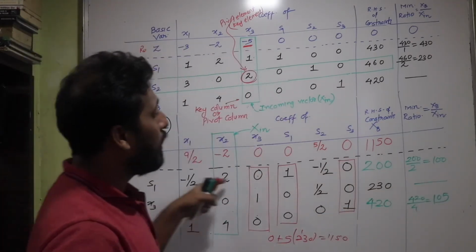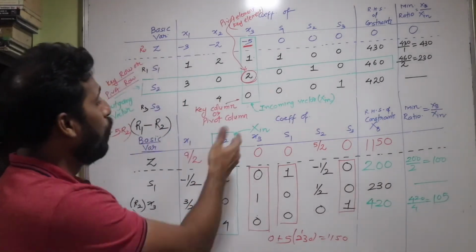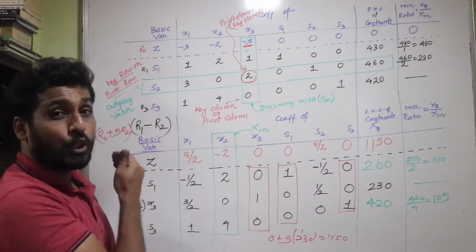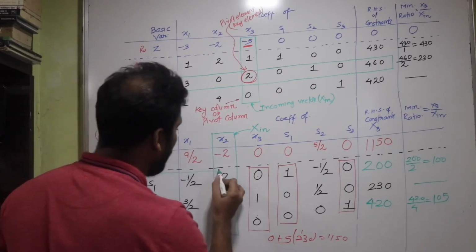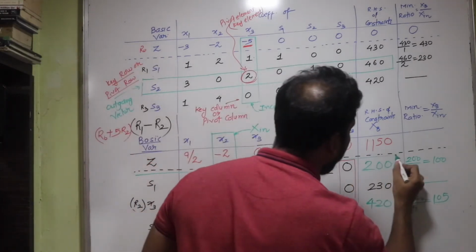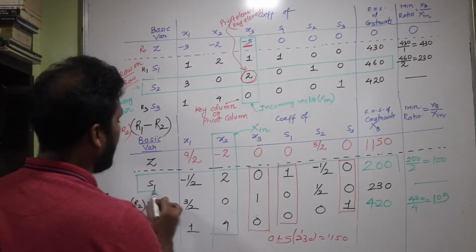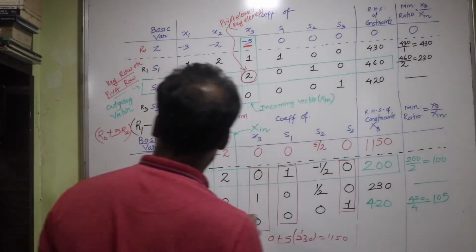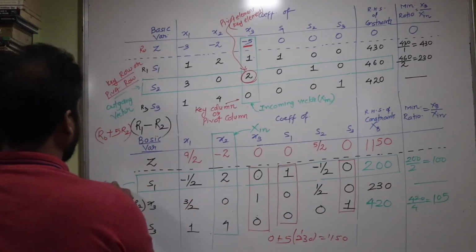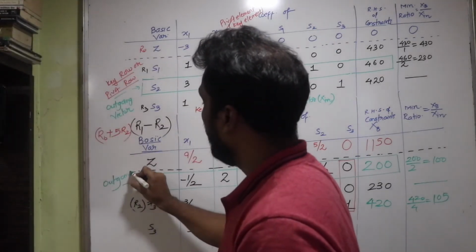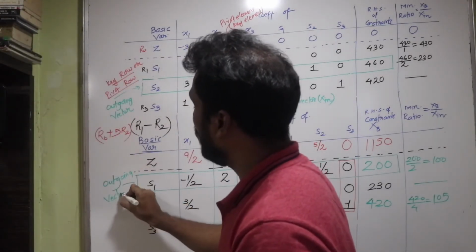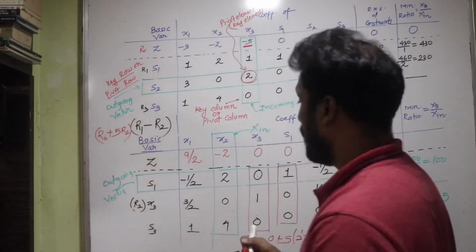That means S1 has to leave. And who will come in place of S1? X2 will come in place of X1. So this becomes my outgoing vector, isn't it? This S1 becomes my outgoing vector. So that's your outgoing vector, and I'm going to write it here. So far so well understood, everyone, isn't it?